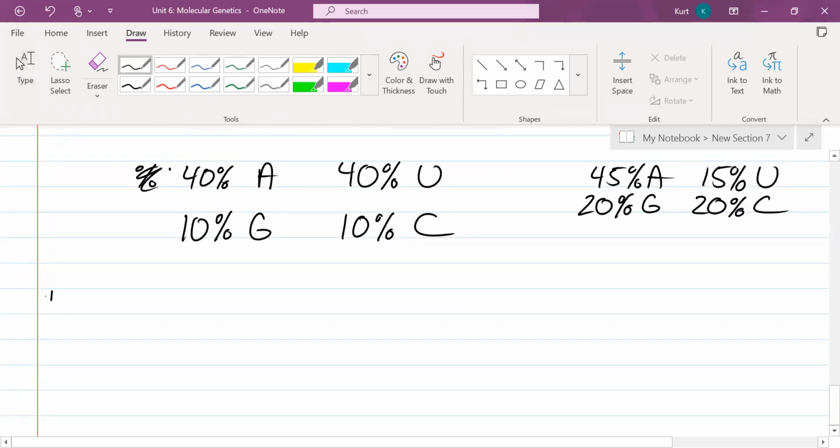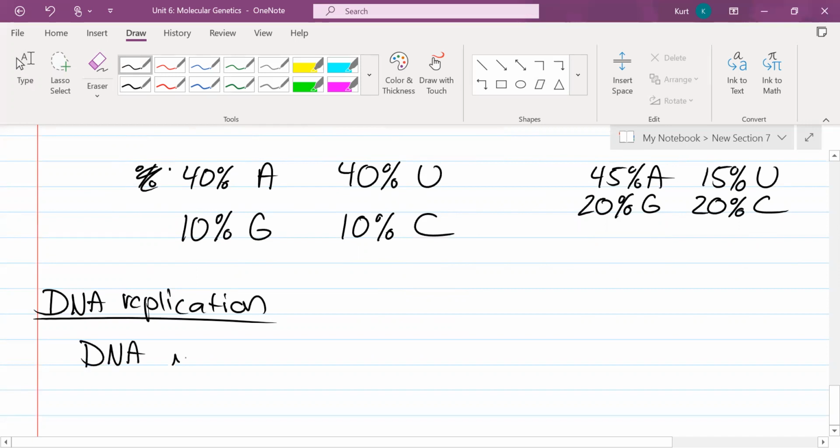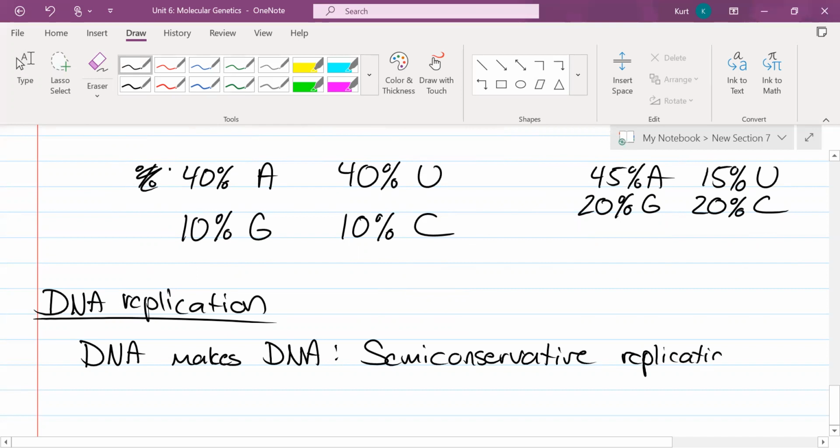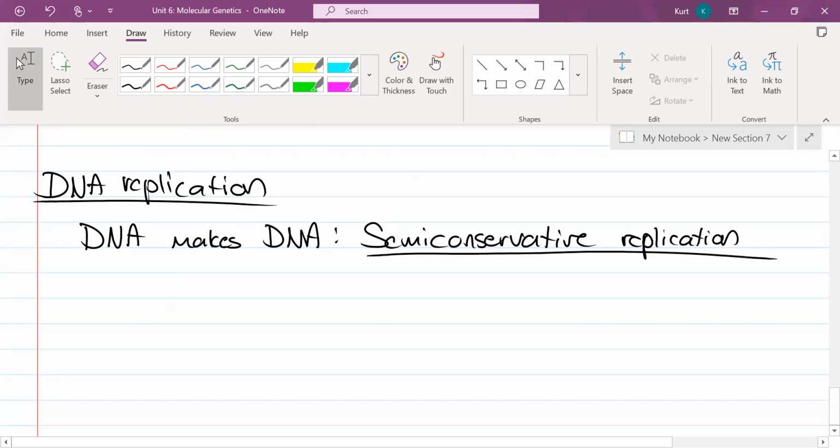All right, let's get to DNA replication. When DNA makes DNA, this is known as semi-conservative replication. Semi-conservative replication is DNA making more DNA. Because this is DNA, guys, where is this taking place in a eukaryote? This is taking place in the nucleus. Let's make sure we have that understood.